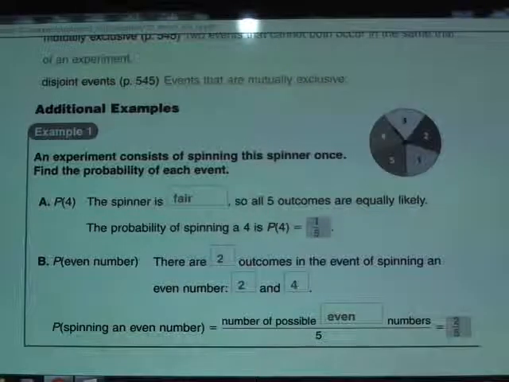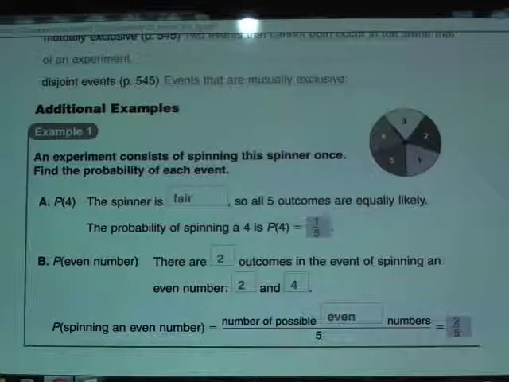So they're asking about the probability of getting a 4. Now, if we were talking about the experimental probability, what would we do? Well, we'd spin this thing, let's say 10 times, and figure out how many times we'd get a 4. And that would be my probability, the number of times I land on 4 compared to the 10.